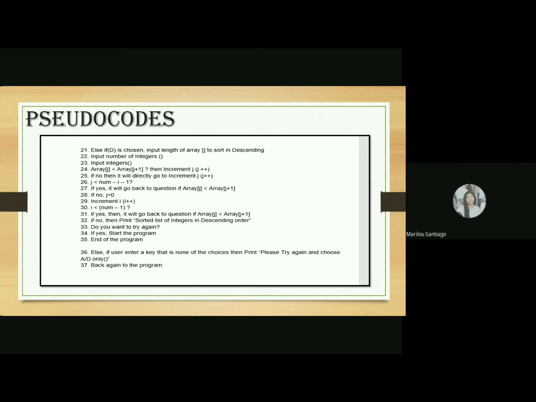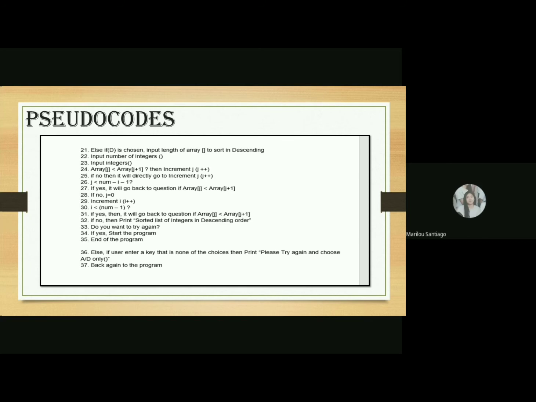If no, j is equal to 0, increment i plus plus. If i is less than num minus 1, if it is a yes, then it will go back to the question if array j is less than array j plus 1. If no, it will print sorted list of integers in descending order. Then it will ask, do you want to try again? If it is a yes, it will start the program, else it will end.